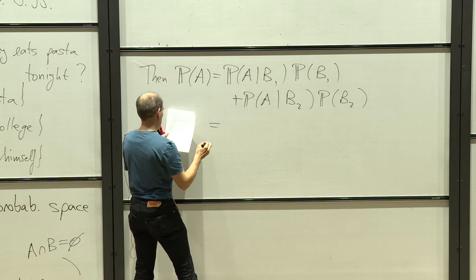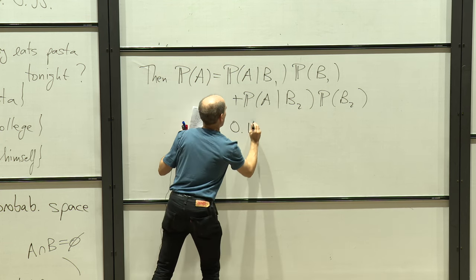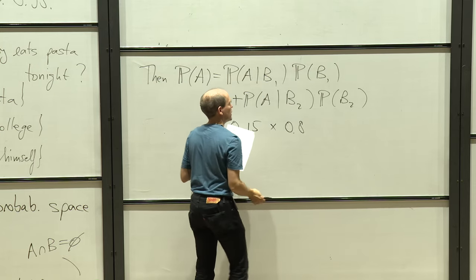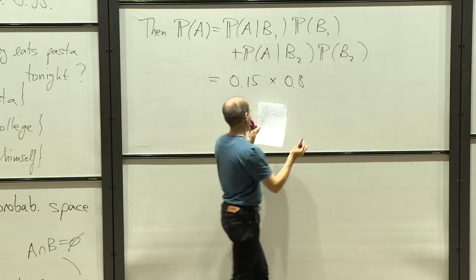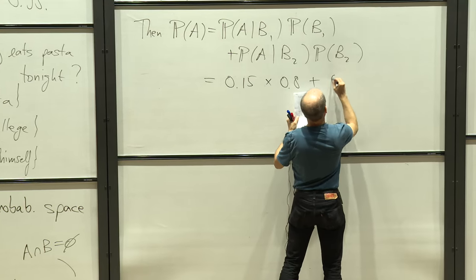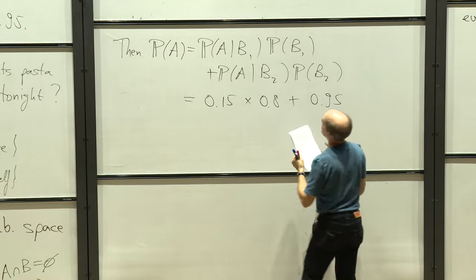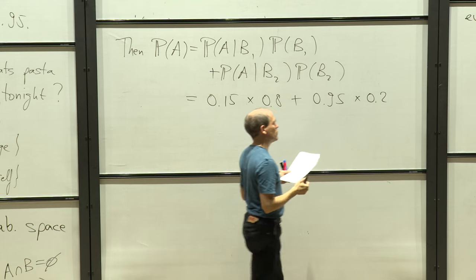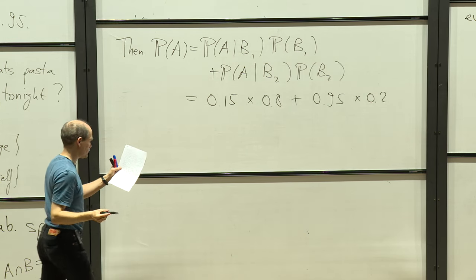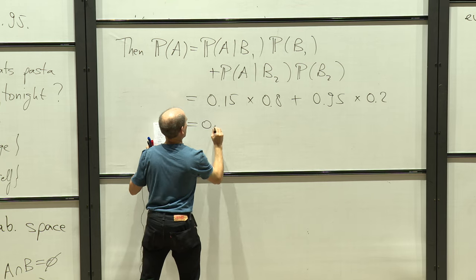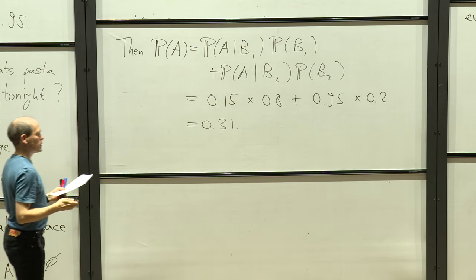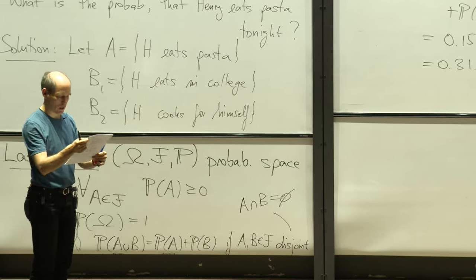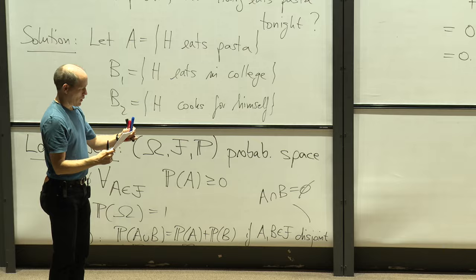Eating in college, he serves pasta with probability 0.15. The probability of eating in college is 0.8. Then with probability 95% he eats pasta when cooking for himself, that's multiplied into the probability of actually cooking for himself of 0.2. And so if you put all this together, you find the chance of Henry eating pasta today is 0.31, 31%. Okay.